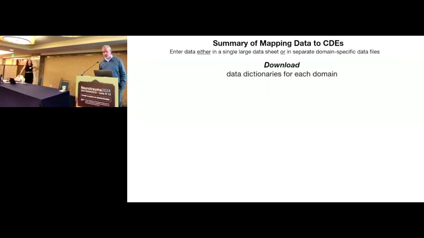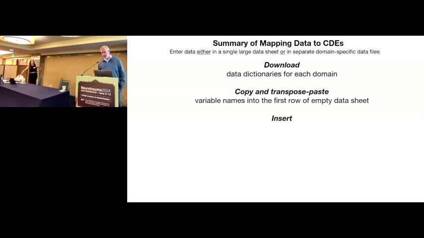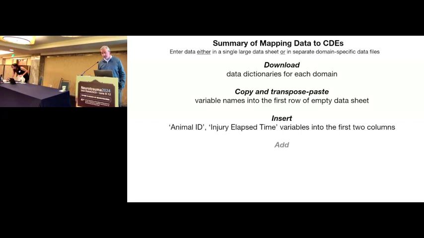Oh, here's a summary. You can download it. You can copy and paste, or you can use R, or Python, whatever you like. You can insert these as long as you have animal ID and your injury lapse time in the first 2 columns. And as Marianne said, you get a lot more information out of a smaller number of columns. You can add your data in, and then finally, we can combine it all together.